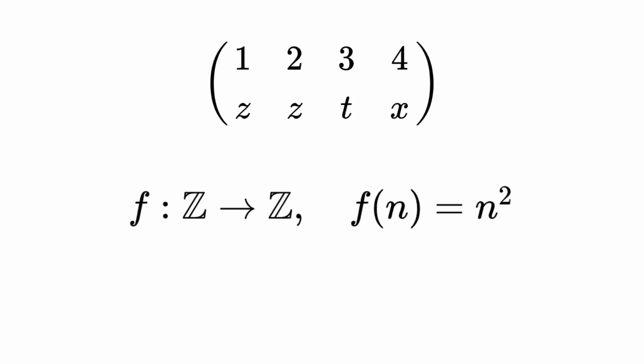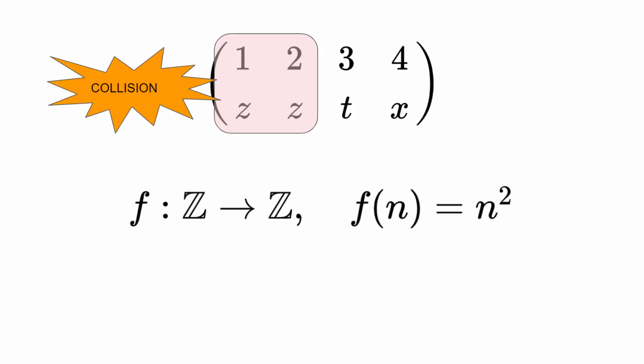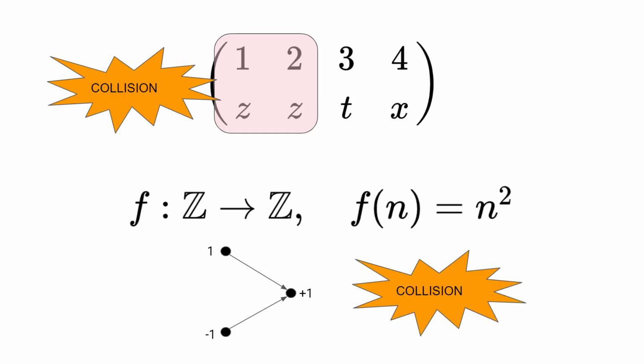1 and 2 map to the same element in the codomain. And the mathematical function f from the integers to the integers, given by f of n equals n squared, is not injective because f of -1 and f of 1 both map to +1. So showing a function is not injective is a matter of finding an example of two distinct elements in the domain that map to the same element in the codomain.